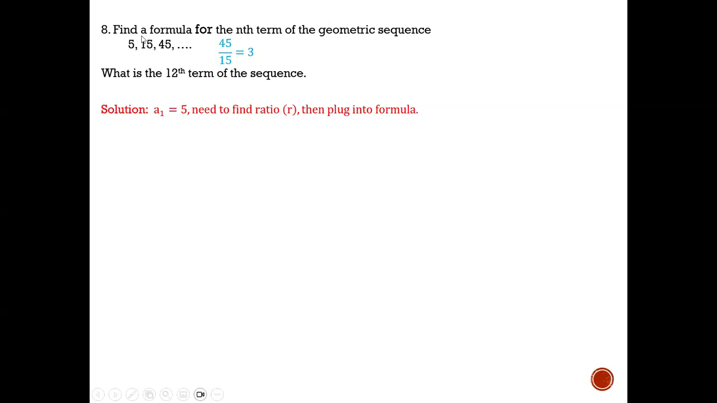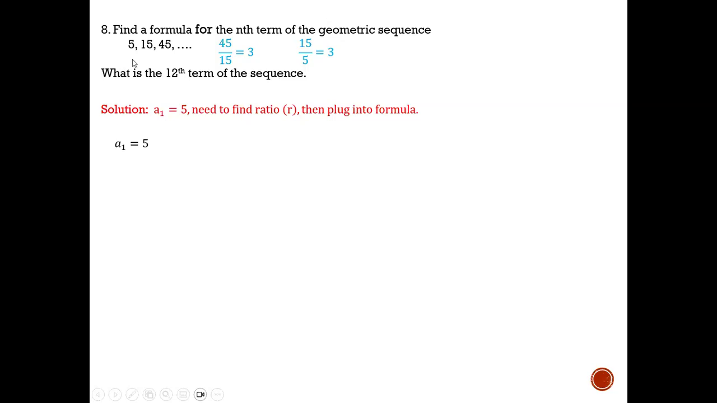Take a term and divide it by its previous term here. So we can do 15 divided by 5 or 45 divided by 15 as well. And those should be the same. That'll be our ratio for the geometric sequence. So here, 45 divided by 15 is 3. If we check again, 15 divided by 5 is 3. So that is our ratio. We're always going to continue getting more numbers by multiplying by 3. But again, to check and find that, we divide.